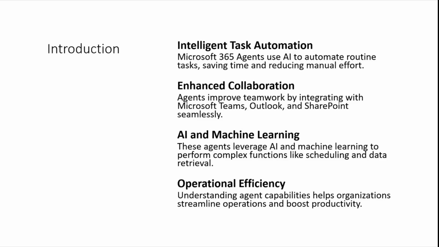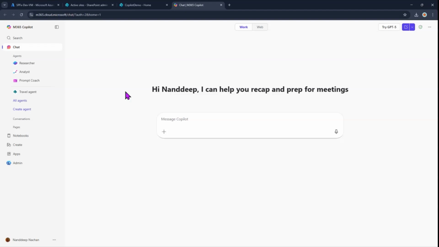Thirdly, they are AI and machine learning enabled. That means these agents are powered by advanced AI models. For example, right now, if I simply go into the Microsoft 365 chat experience, which is the Microsoft 365 Copilot chat experience, here again you can see we have capabilities to use GPT-5, and just today I came across GPT 5.1 as well. So hopefully we should have GPT 5.1 here very soon.